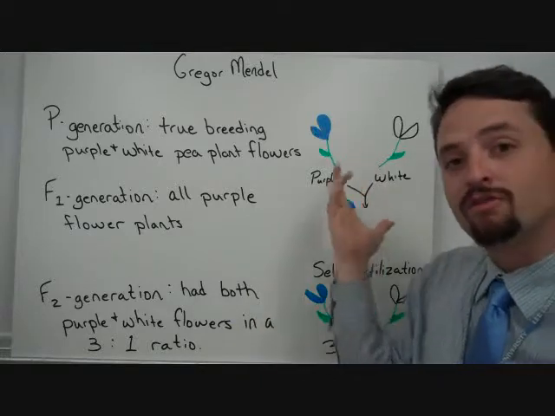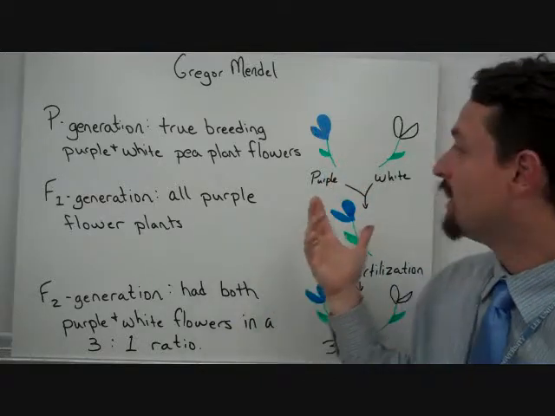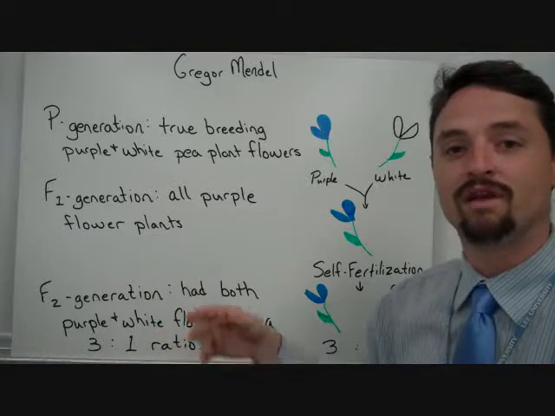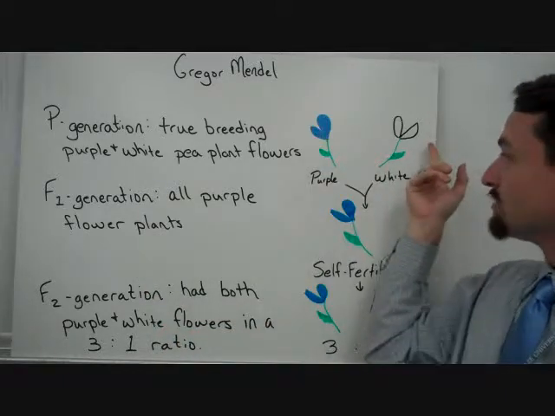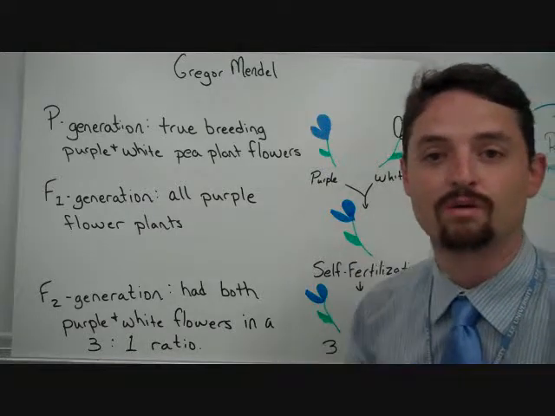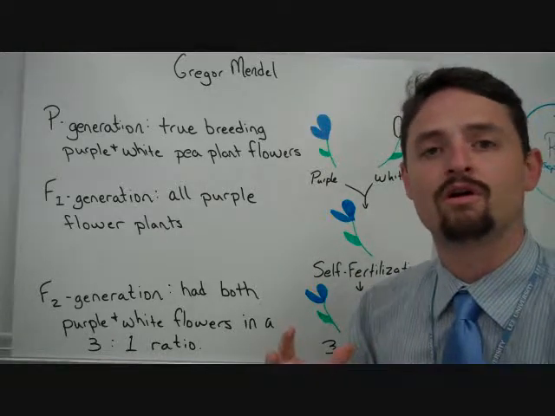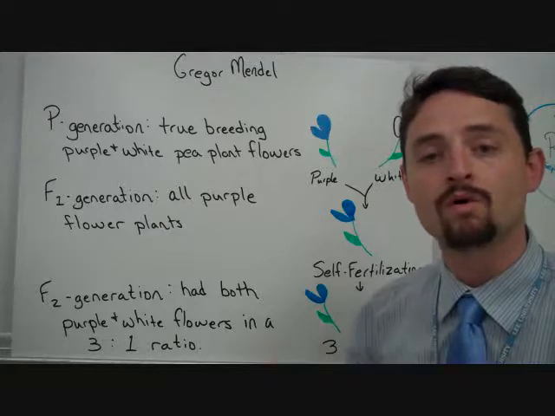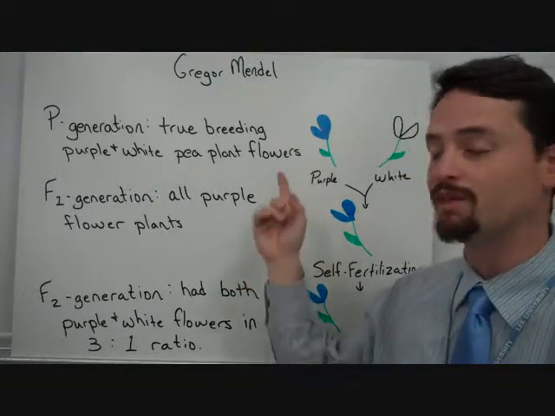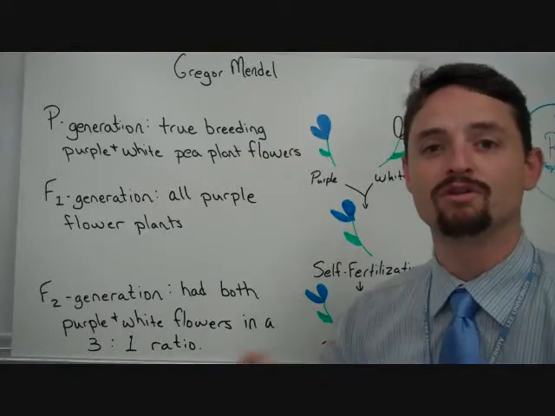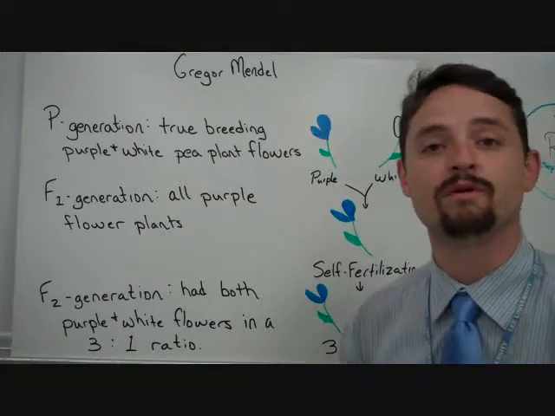Now in my drawing over here I don't have purple, I've got blue instead, but that represents the purple flower. And he crossed them with what we call true breeding white flowers. True breeders are organisms that only breed a particular trait. So he would allow these purple flowers, in this case blue, to reproduce several generations. They always produce the same color flower.